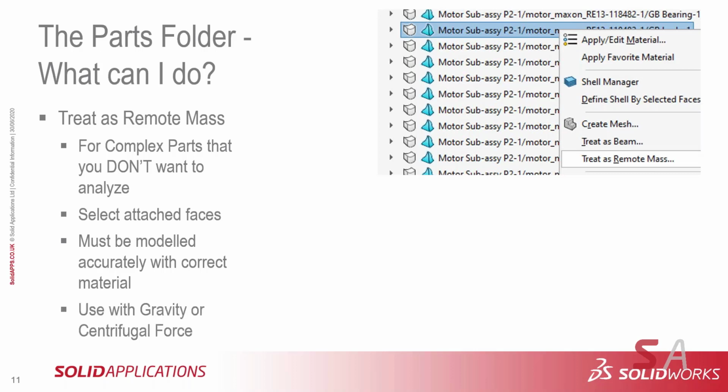One of the things that this is typically used with is when you apply gravity or you apply a centrifugal force to your model. So that's mostly what it's used for. If you don't apply gravity or centrifugal force, you might as well just exclude it or treat it as a remote load instead of a remote mass. All right, so that said, let's keep moving on from what I can do in the parts folder.